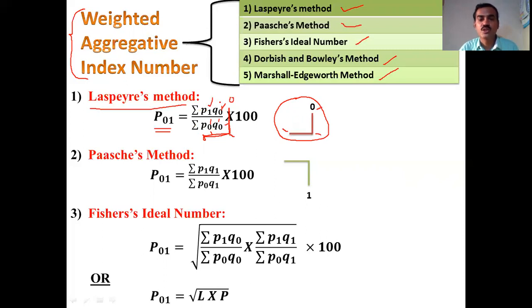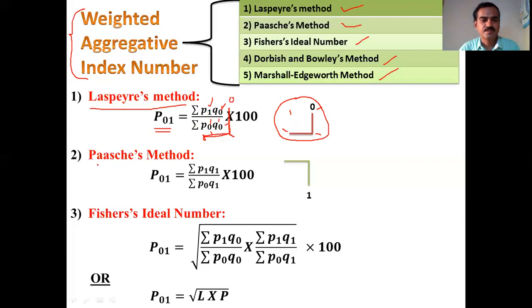Remember that only 0 and 1 will come in the formula. No other numerical terms will come in the formula. So if you remember where exactly zeros will come, and in the absence of 0 you write 1 here. So that is the technique of remembering this particular Laspeyres method formula.